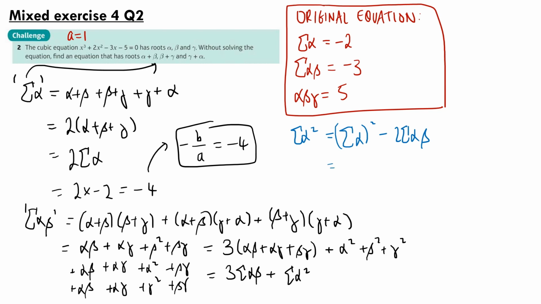So here we go. Using the original equation, the sum of the alphas is minus 2 all squared, and the sum of the alpha betas is minus 3. So we're going to have 4 plus 6, which is 10. So let's replace this sum of the alpha squared with 10. So we're going to have something plus 10. For the 3 times the sum of the alpha betas, that's going to be 3 times minus 3 from up here. So 3 times minus 3 gives us minus 9. Minus 9 plus 10 is 1. So now we know that C over A in the new equation is going to be equal to 1.